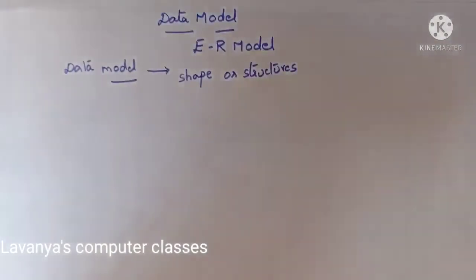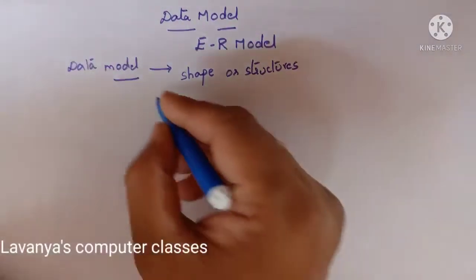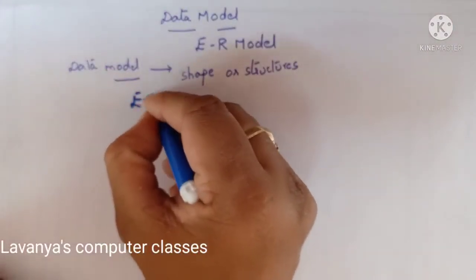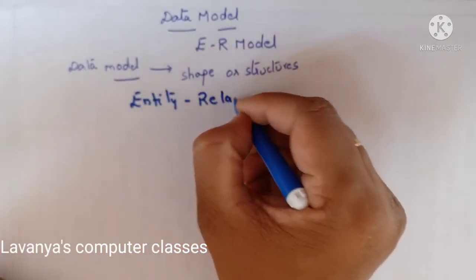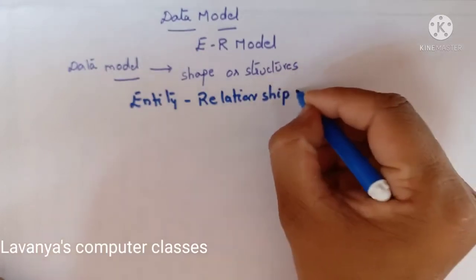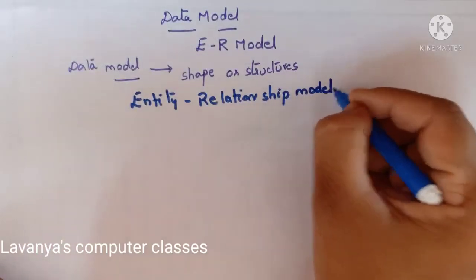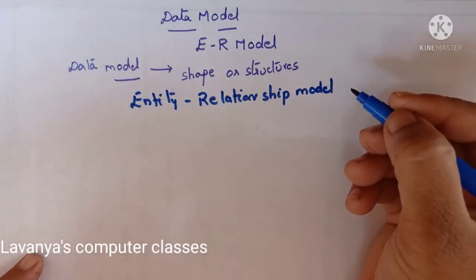In the data model, so many models are there, but now I'll explain one best, most widely used data model, the ER model. So what is the ER model? The ER model is known as the entity relationship model. E means entity, R means relationship. ER model means entity relationship model.